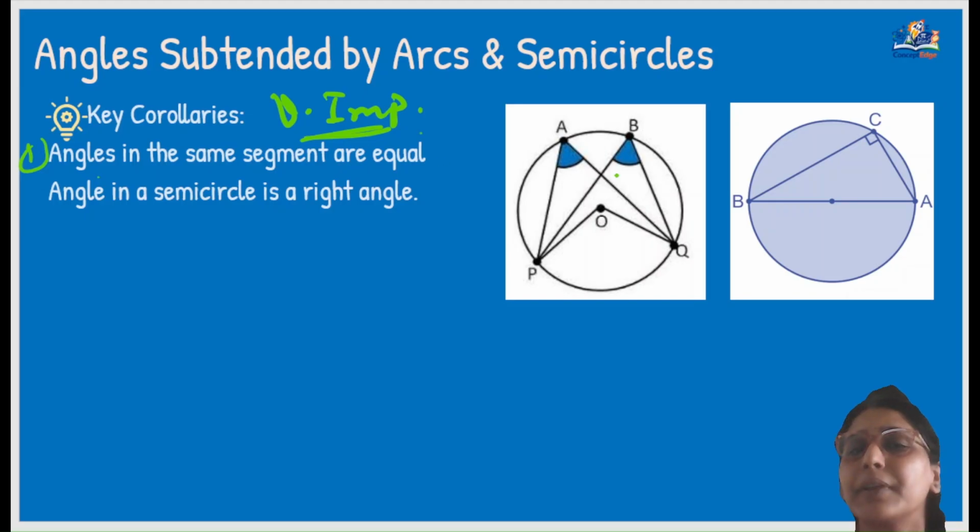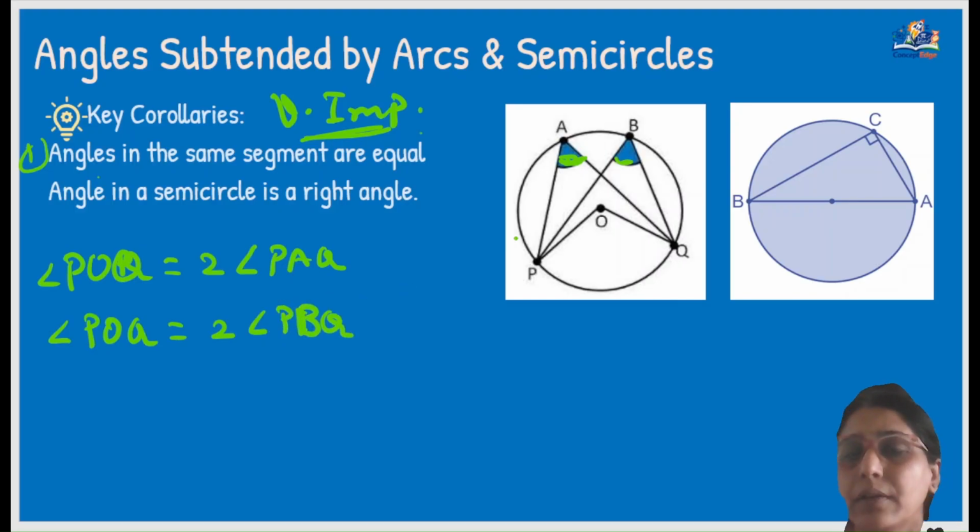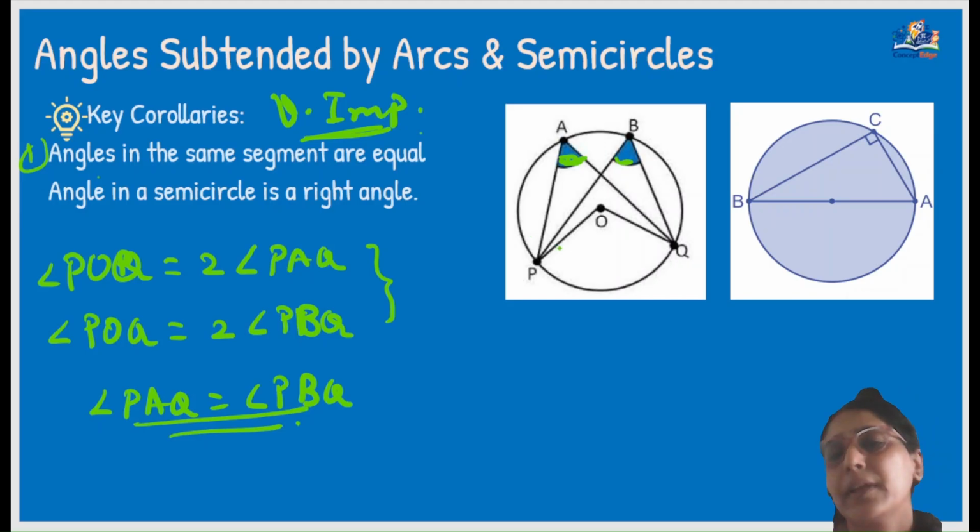The angles in the same segment are equal. Here angle A and angle B are the angles in the same segment, and they are equal. How is it so? I know that angle POQ, which is the central angle, equals 2 times angle PAQ, and in the same way angle POQ is 2 times angle PBQ, using theorem 9. So using this, I can say that angle PAQ equals angle PBQ.